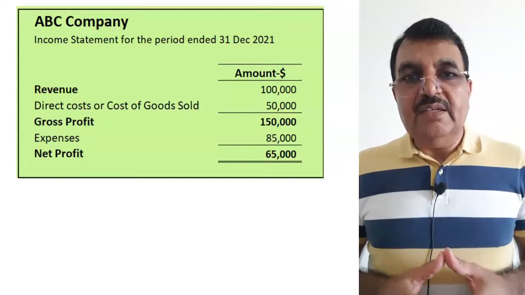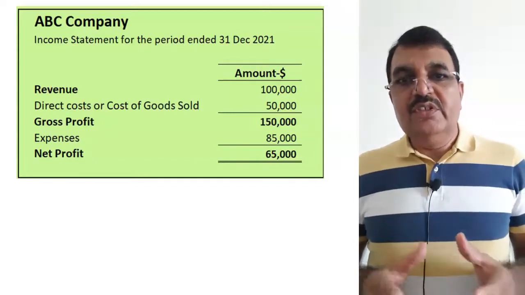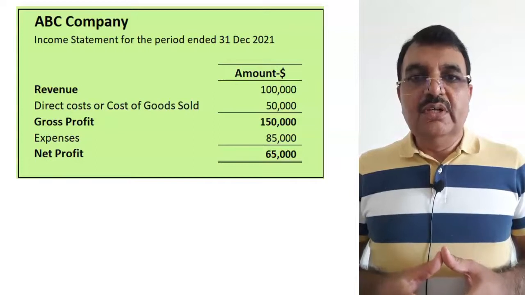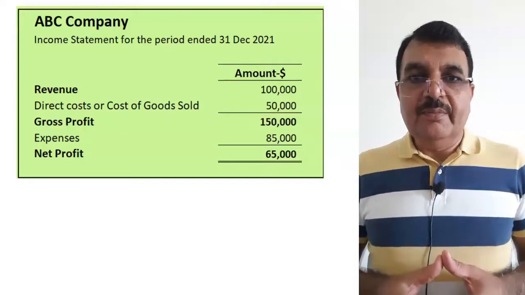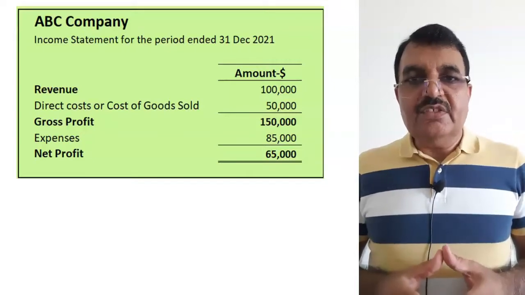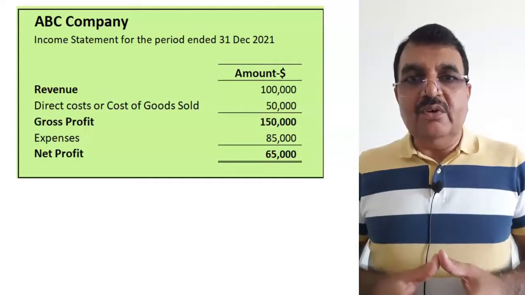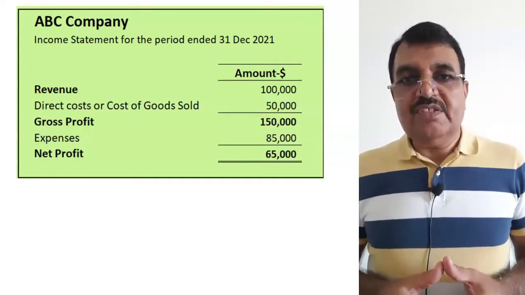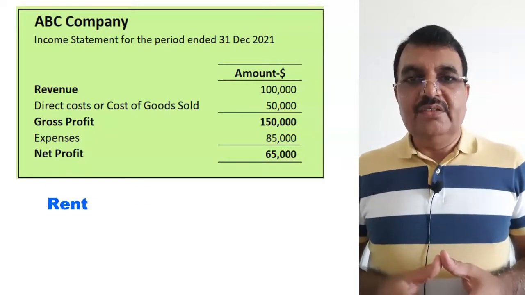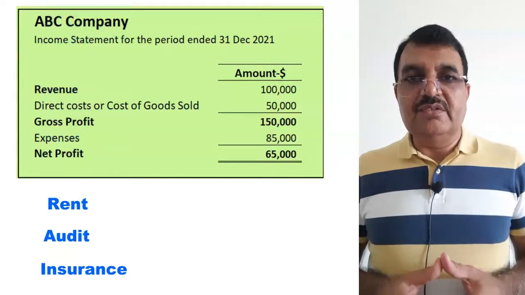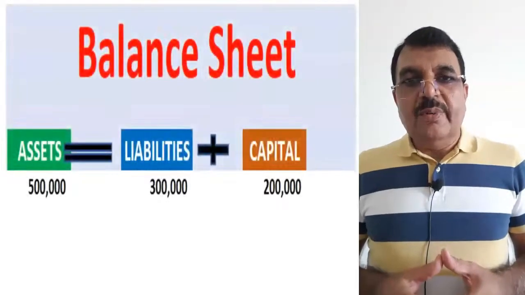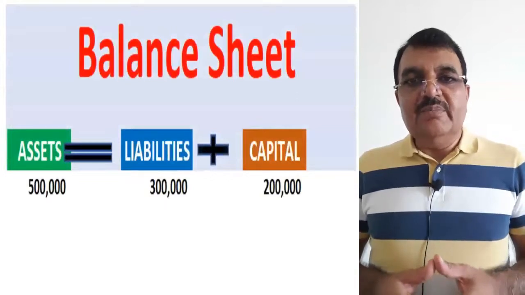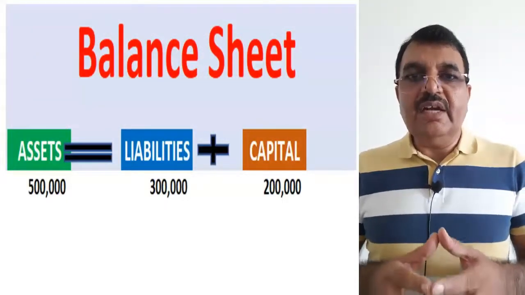This gives us very high level information about total sales, total cost of goods sold, total expenses, total gross profit, and total net profit. Is this information sufficient for me to run my business? Certainly not. I need to know how much expense I incurred on rent, audit, insurance, staff, distribution, and so many other categories.